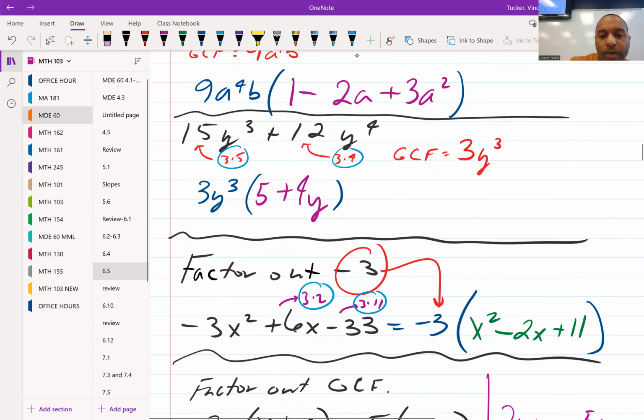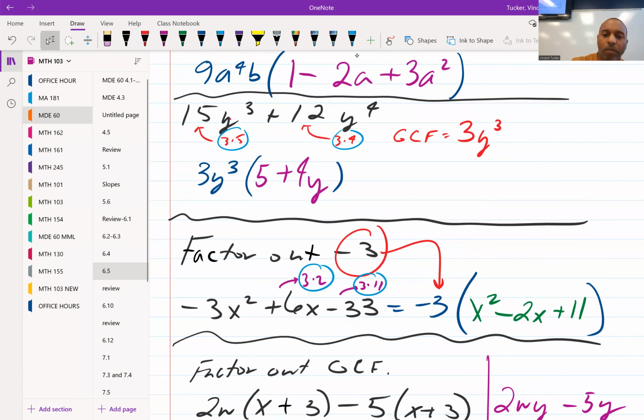Here they ask us to factor out -3. So this time we have to be cognizant of the sign and the GCF that they're asking us to pull out. So we have -3x squared plus 6x minus 33. We pull -3 out of the -3x squared, you're left with just x squared. Pull -3 out of 6x, you're left with -2x, and then pull -3 out of 33, you're left with positive 11.